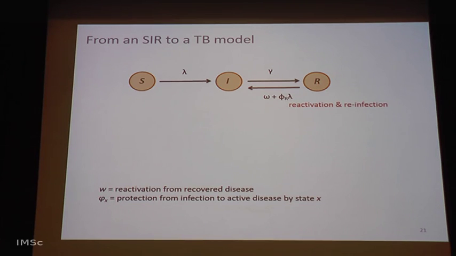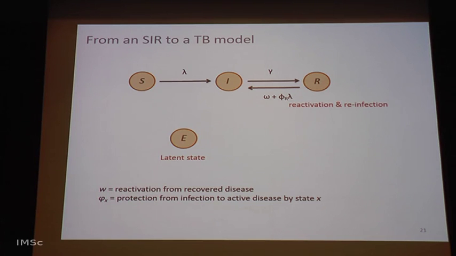So here we have the same lambda term, but now we're multiplying it by this factor, and this is the protection from infection to active disease by state X. So you'll see this term coming up again, but the idea is that it's thought that once you've been infected once by TB, you have some level of immunity, and that decreases your probability of becoming reinfected.